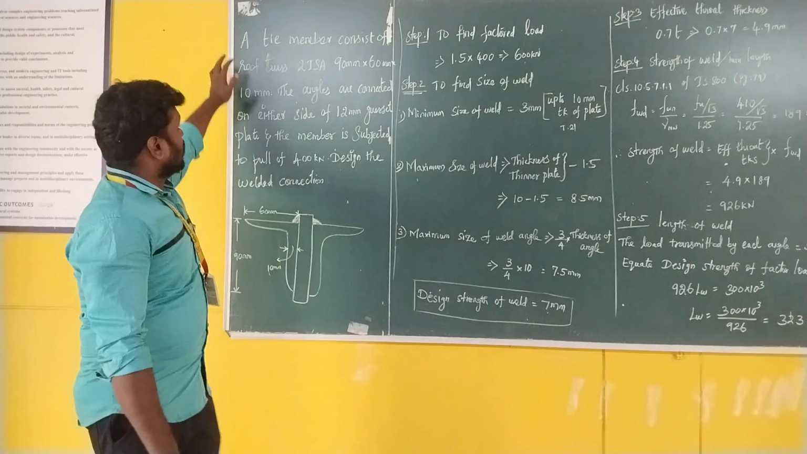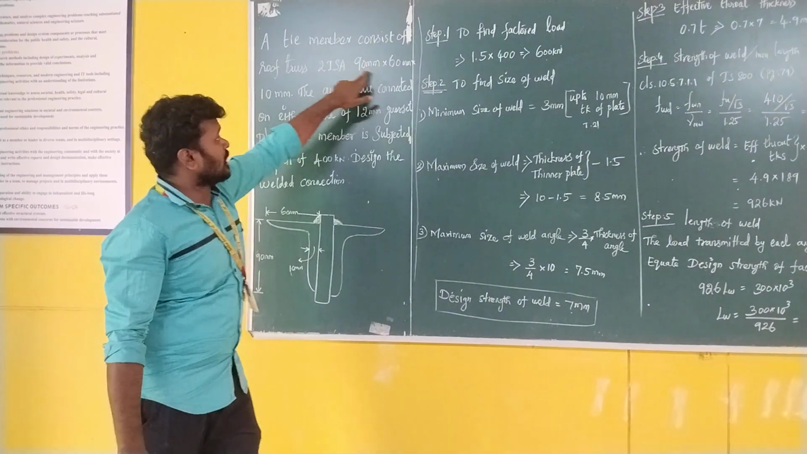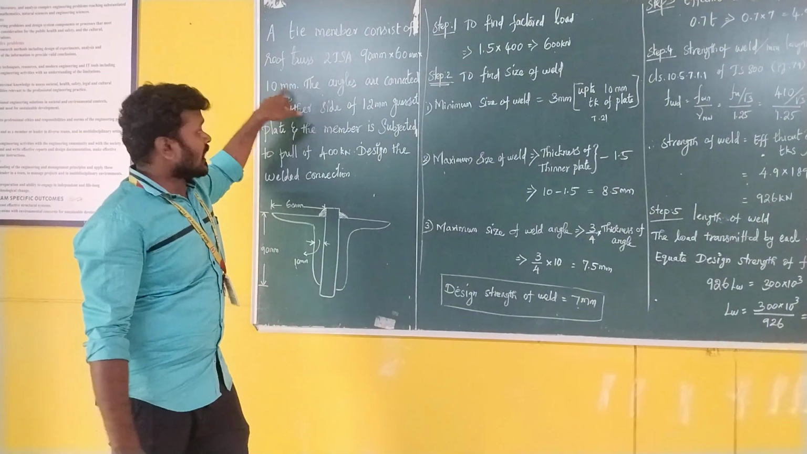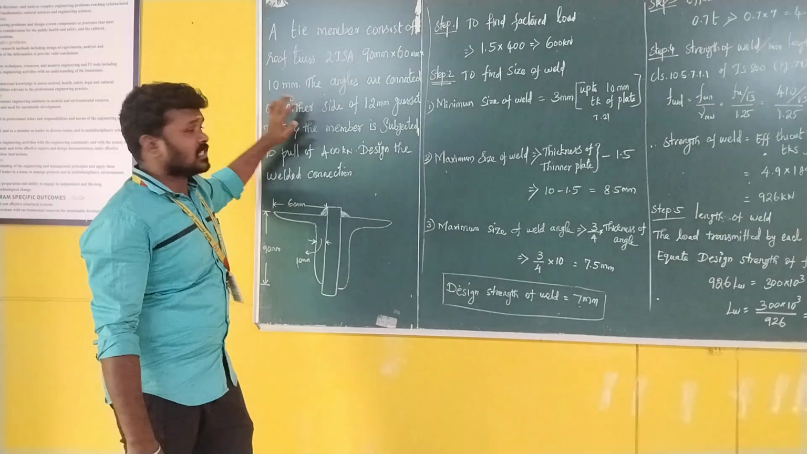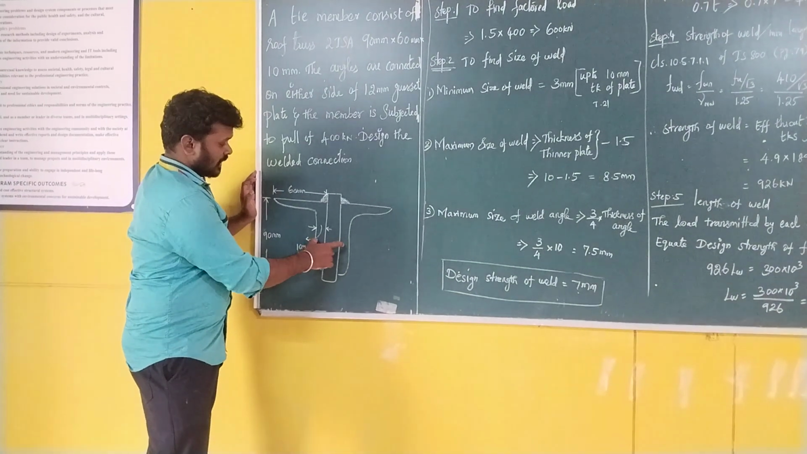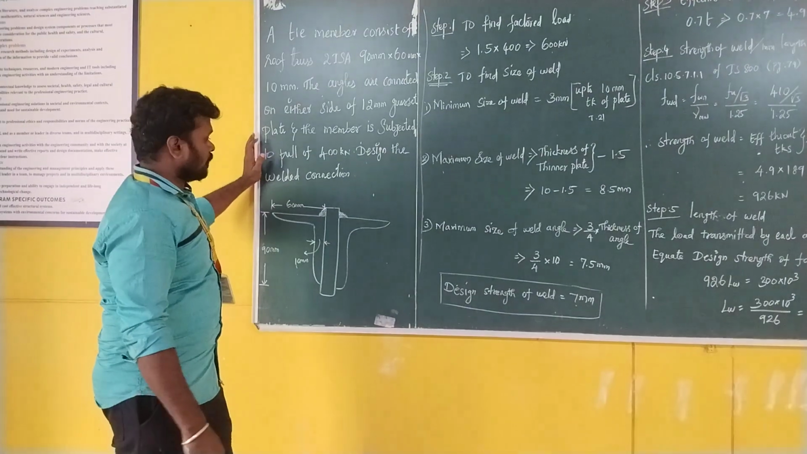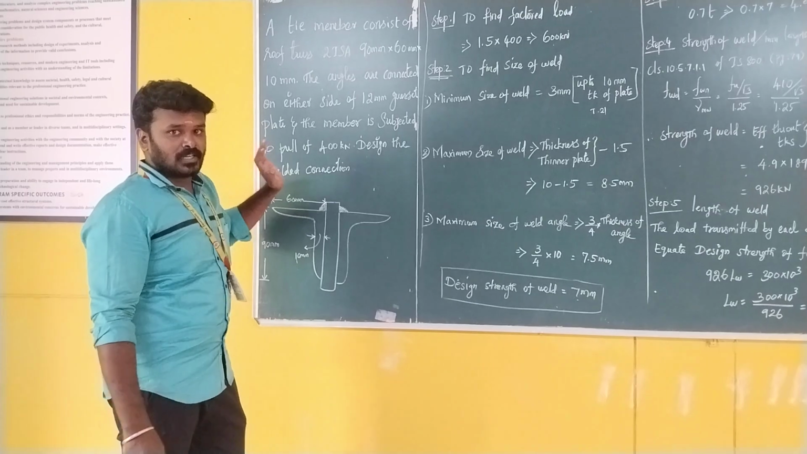Right? So a tie member consists of two ISA 90 by 60 by 10 mm angles. The angles are connected on either side of a 12 mm gusset plate. This is a gusset plate. The angles are connected on both sides. Then the member is subjected to a pull of 400 kN. Design the welded connection.